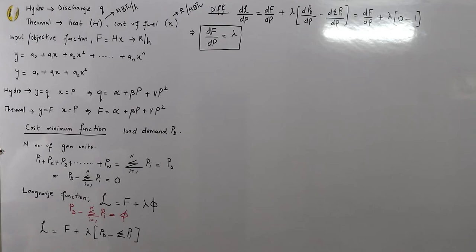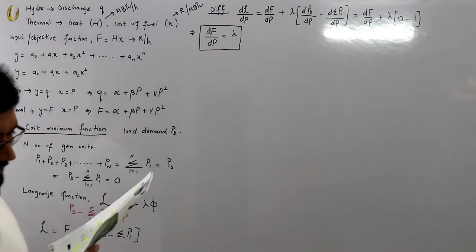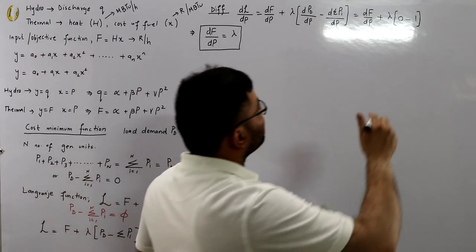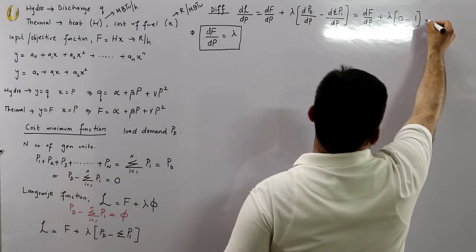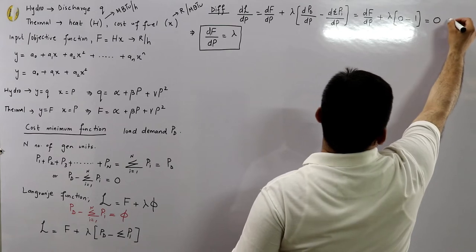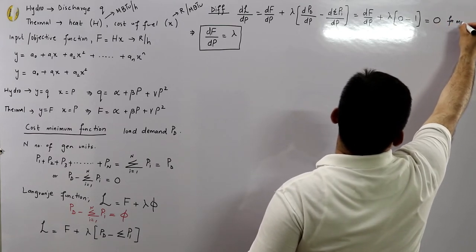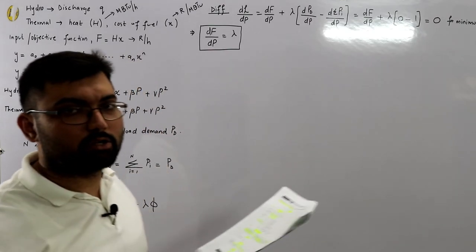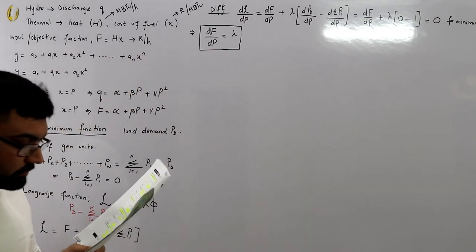It is worth mentioning that I equated it to zero, so that is why it came like this. And why did I equate it to zero? Because I needed the minimum generation for the minimum cost. Of course, I had to meet my load demand.